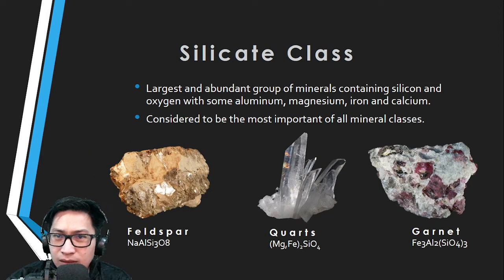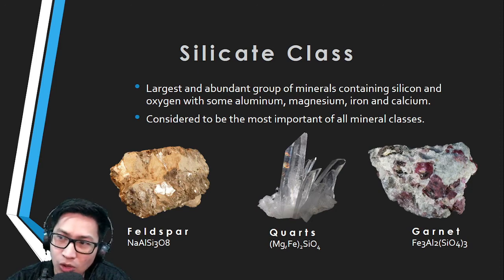Now, let us try to discuss each of them. No? Katulad po ng pinag-usapan natin kanina. When we say silicate class, they are considered as the largest and most abundant group of minerals that contains the silicon and oxygen elements. Okay? Combined with other metals such as aluminum, magnesium, iron, and calcium. They are considered to be the most important of all mineral classes. An example of silicate class is the feldspar.